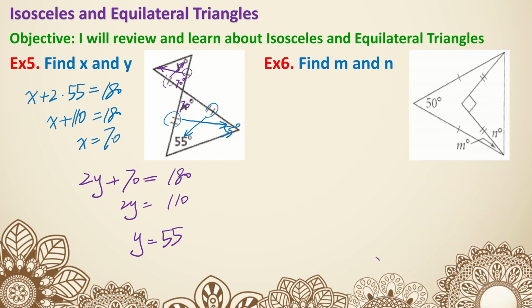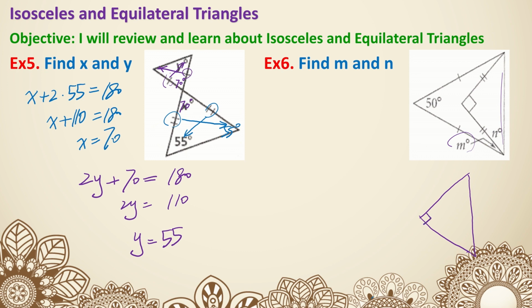Moving on, example 6. So find m and n. As you can see, there are basically two triangles. So we're going to start with the smaller one because m is an angle in between the two triangles. So I'll find that later. I'll start with the smaller triangle.